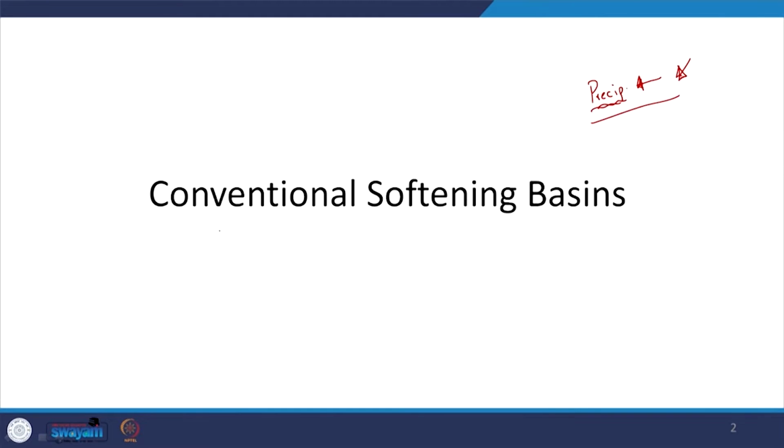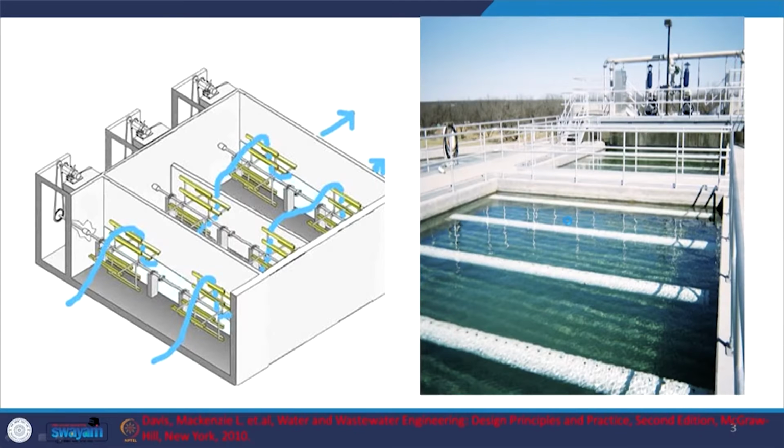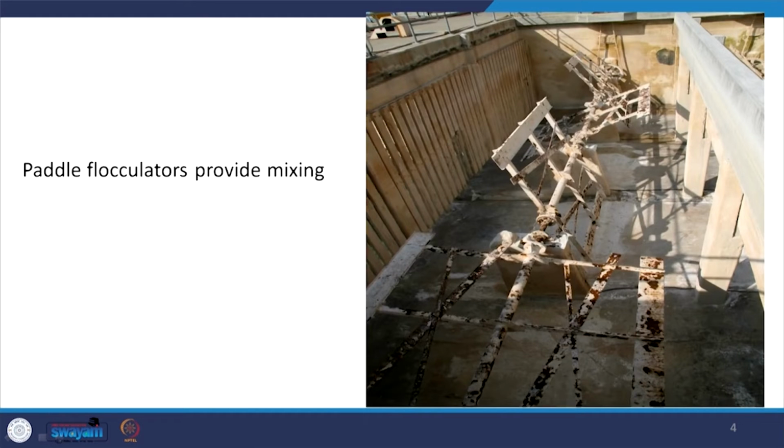So following up with what we discussed last time, conventional softening basins, right? This is what they look like. You can see the flow and such. Yes, so paddle flocculators, we saw this with respect to flocculation. This is what they look like, and we obviously looked at the design, the width, the length, the spacing between them, and how many per particular shaft.